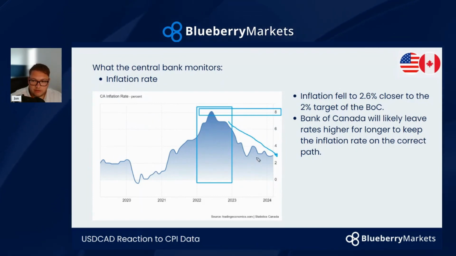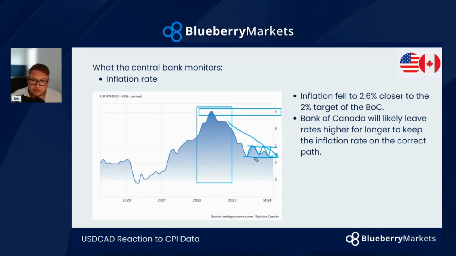Now, we could see it being a little bit sticky at the moment. We are in that range between 2.6% and 4%. The difference between this and what we've seen in the US dollar recently is the US dollar's inflation rate looks a little bit more range bound, kind of moving towards the highs.